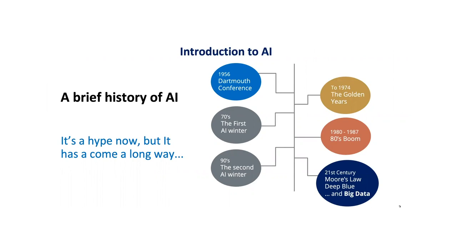But in the 80s, we were talking about personal computers. And in the 80s, thanks to personal computers, computing power was more democratized around the world. So it seems that AI could have more room for expansion. For that reason, in the 80s, we have a boom. But again, in the 90s, we have the second winter.